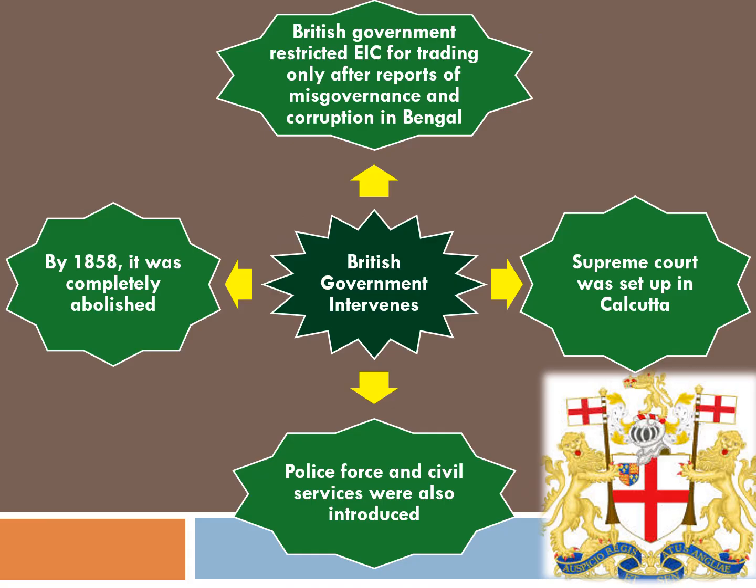Now, if we talk about the British government, what they did, how they intervened. From 1770 onwards, the British government restricted EIC for trading purposes only. After reports of misgovernance and corruption in Bengal, a Supreme Court was set up in Calcutta. Police force and civil services were also introduced. And by the 19th century, powers of EIC were further limited, and by 1858, it was completely abolished.